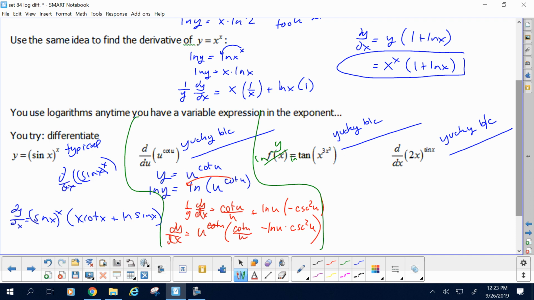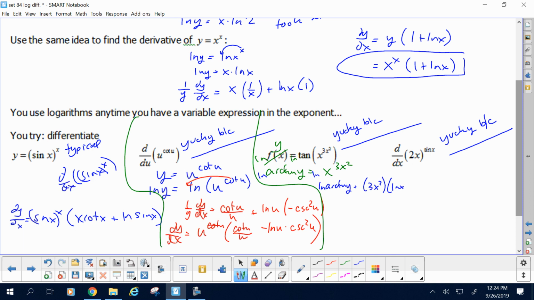U sub's too complicated. What's the problem? What's making your life hard? Tangent. What can you do about it? Get rid of tangent. Okay, so arctangent of y equals x to the 3x squared. Right. Now, are you ready for some log rule action? And now, if you take the log of both sides, then it's directly the log on that guy, and you're ready to go. The log of arctangent of y is 3x squared log of x.